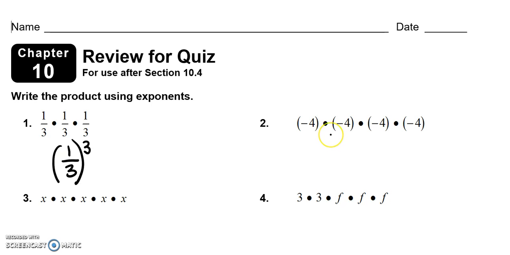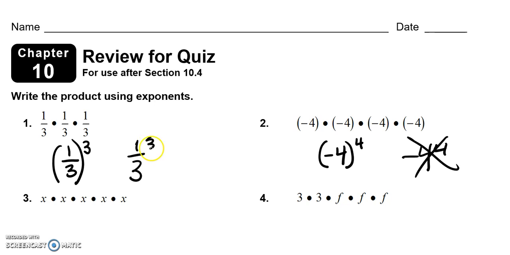Number two, you have -4 times -4 times -4 times -4. That happens 4 times. So in parentheses, (-4) to the fourth. If you wrote that without parentheses, you are not correct. Just like if you wrote this on number one, you are also not correct. Fractions must be in parentheses. Numbers that were in parentheses in your original problem also must be in parentheses.